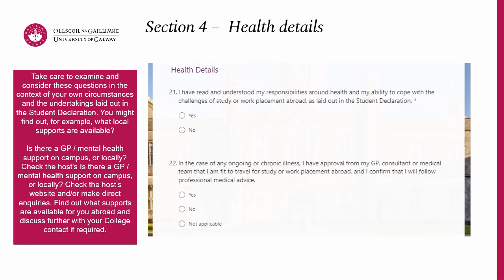Now we're asking you to consider the health aspects of your mobility period. Please read carefully the relevant section of the Student Declaration and reflect on it before answering the questions here. If you have any concerns, you might want to find out what supports may be available to you in your destination country and at your host university or host organisation.